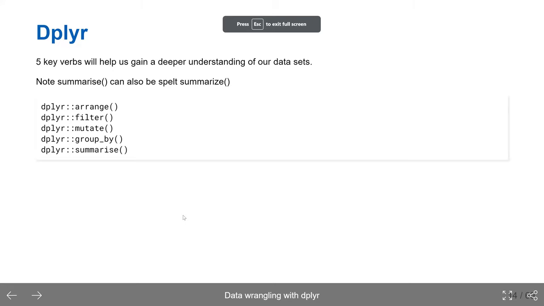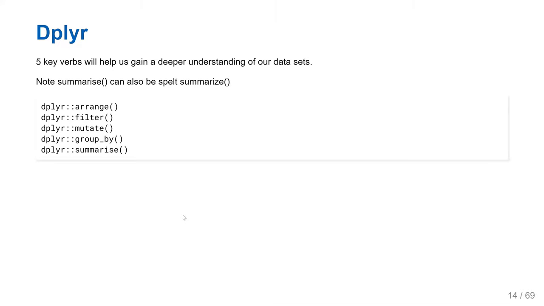Right, so the verbs are as follows: arrange, filter, mutate, group by, and summarize. Just from these words, we can kind of deduce what they're going to do. So arrange is going to sort, filter is going to filter, mutate just means that you're going to make a new column, essentially. Group by, pretty straightforward, and summarize, also pretty straightforward.